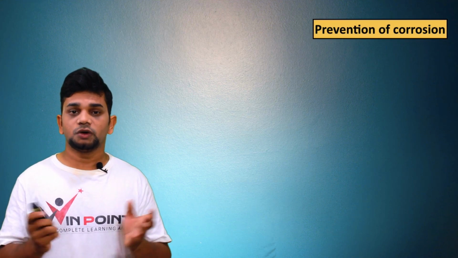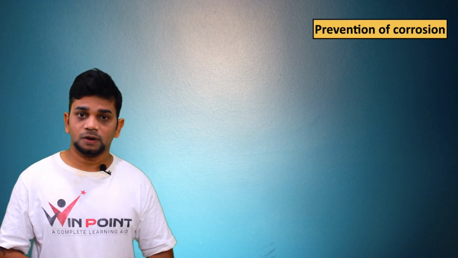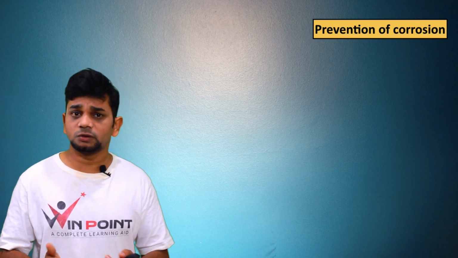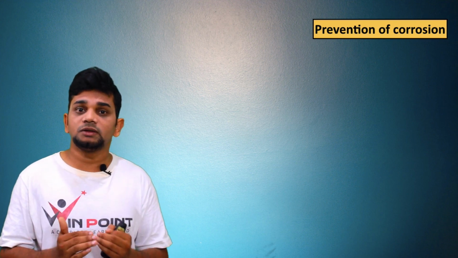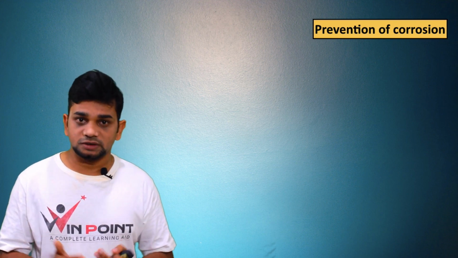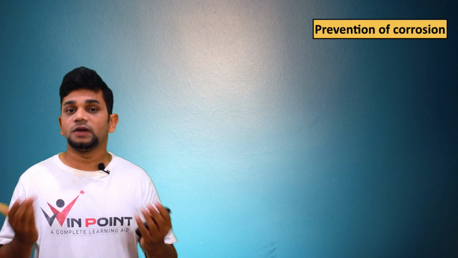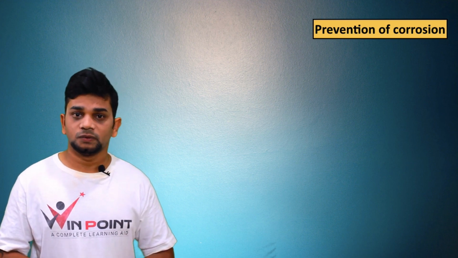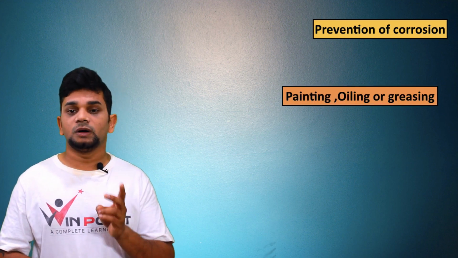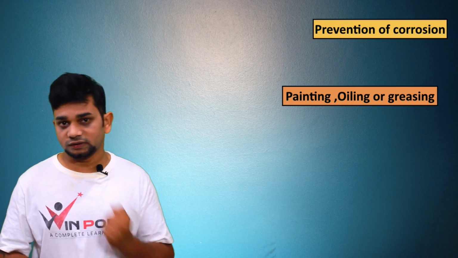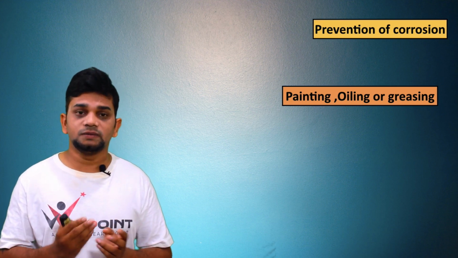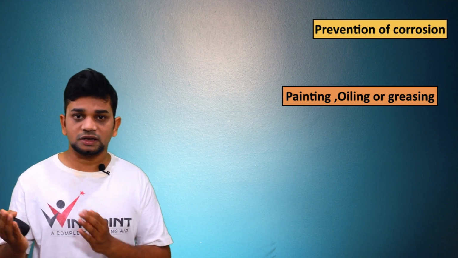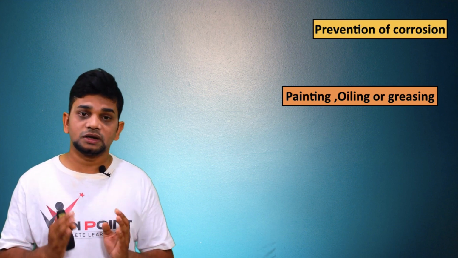Next one, a very important topic: prevention of corrosion. How can we prevent corrosion? Is it required to prevent corrosion? Yes, we need to prevent corrosion. Then only we can save the metal from corrosion. We are going to discuss different ways to prevent corrosion. First one, painting, oiling or greasing. These three processes are the same, because when we are painting, oiling or greasing, in these three cases the working is the same.